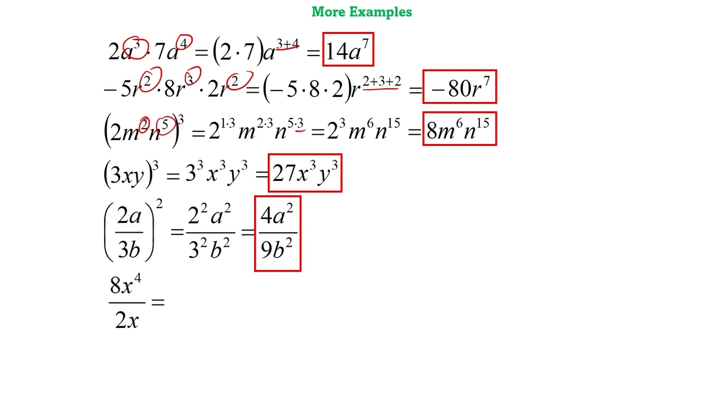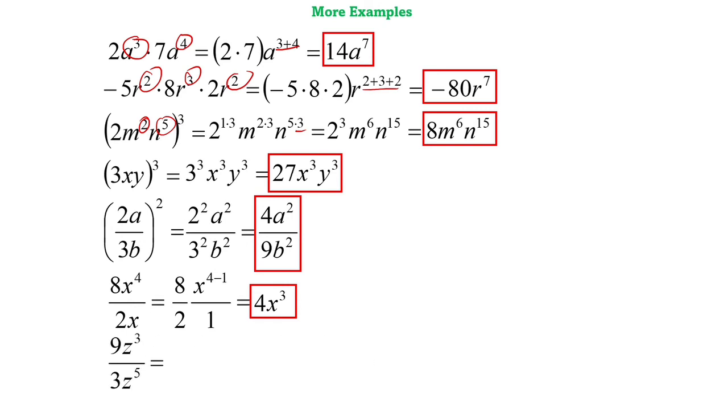Another example po, 8x raised to 4 over 2x. Okay. So pwede natin i-divide yung 8 and 2, ayan, 8 over 2, sineparate na natin para magkaroon tayo ng magkamukhang base which is both x. Since the exponent of the numerator is greater than the denominator, dun tayo sa taas magsusubtract. So that is x raised to 4 minus 1. 8 divided by 2 is 4. X raised to 4 minus 1 is 3. So the answer is 4x cubed.